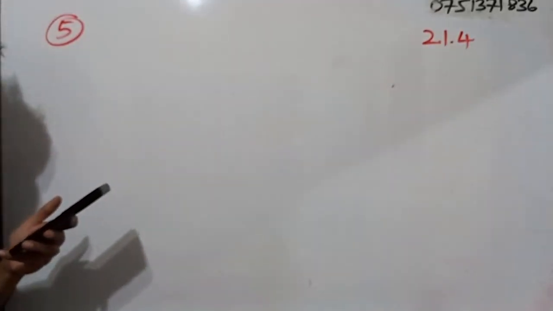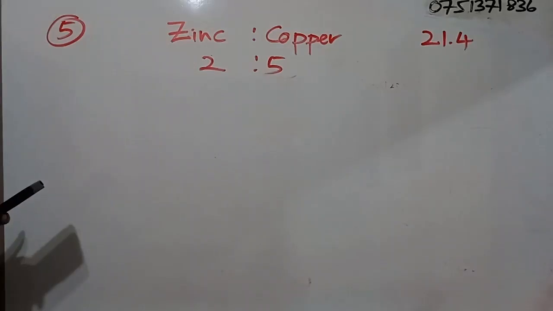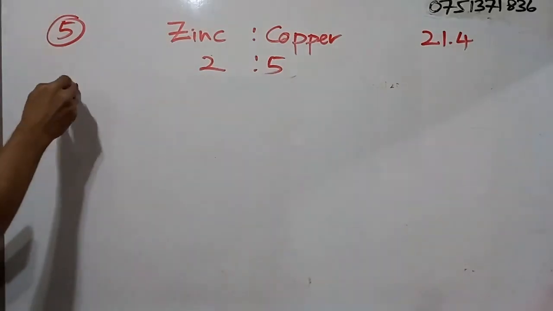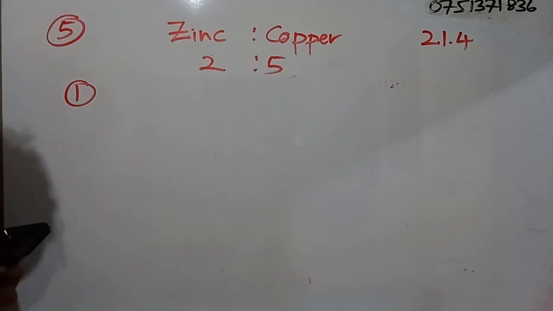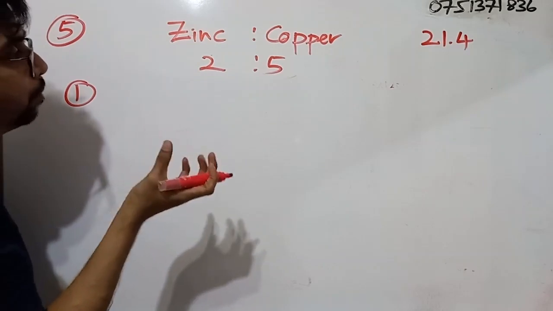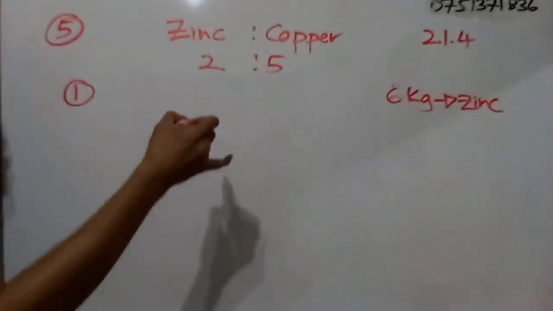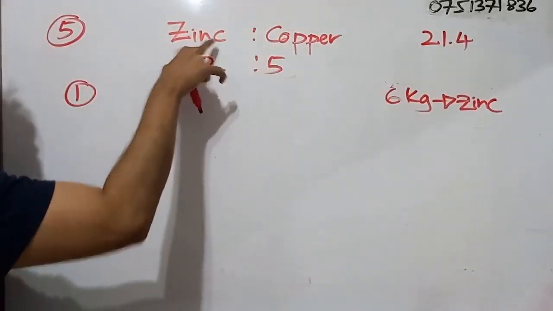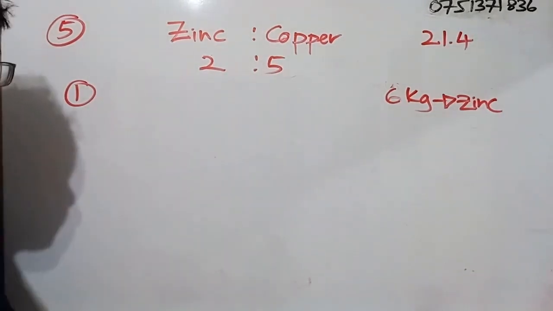Question number 5. An alloy is made by mixing masses of zinc and copper in the ratio 2 to 5. So the ratio is 2 to 5. We have several parts in the question. Part 1. If the mass of zinc in a sample of this alloy is 6 kilograms, what is the mass of copper? So here, what is the amount of zinc? We have 6 kilograms. In the ratio 2 to 5, the term under zinc is 2. That means 2 equal parts is equal to 6 kilograms.